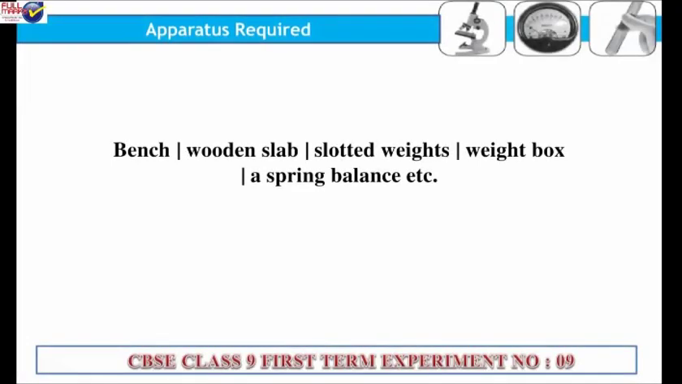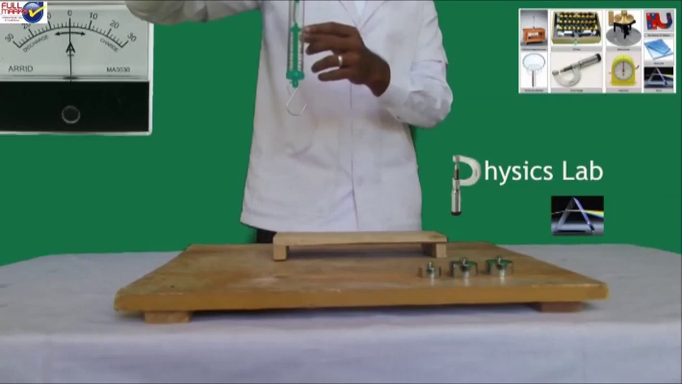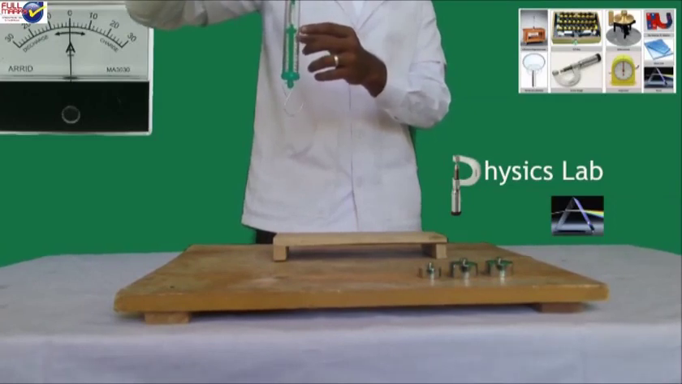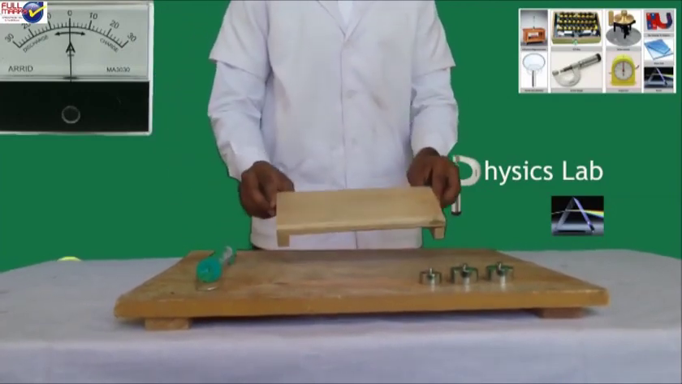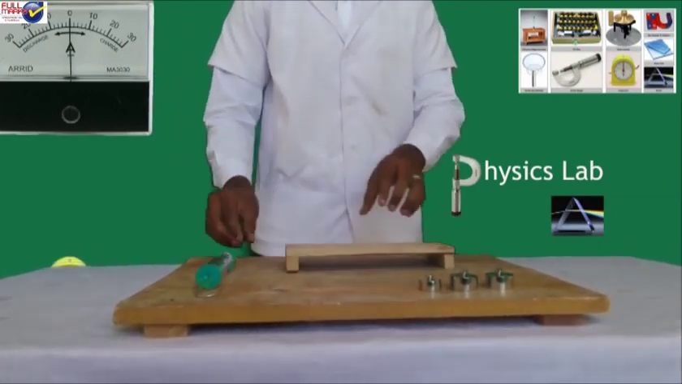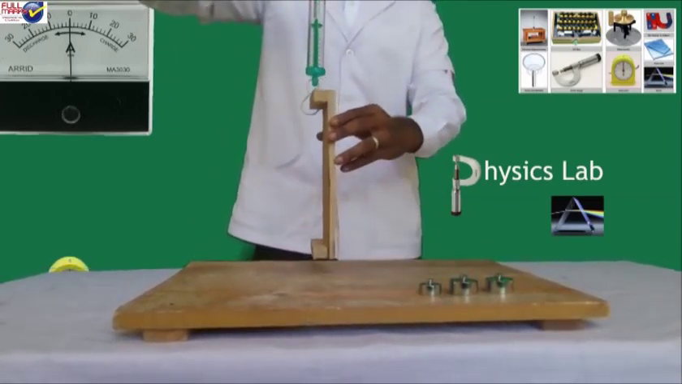Apparatus required: a bench, wooden slab, slotted weights, weight box, and a spring balance. Force that opposes the motion of an object is called friction. The force of friction depends upon both surfaces in contact and the normal force. Procedure. Find the least count of the spring balance. Measure the weight of the wooden block with a hook.